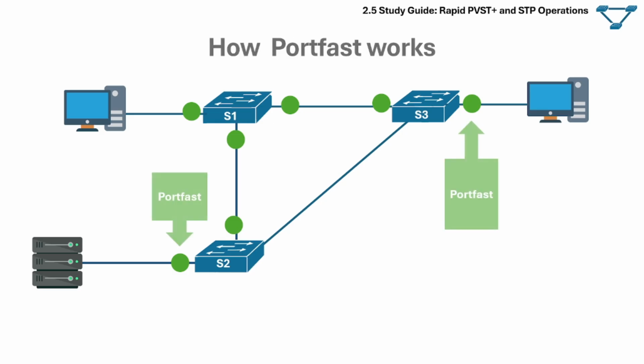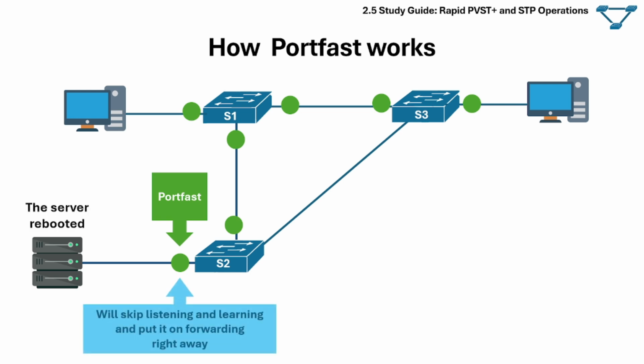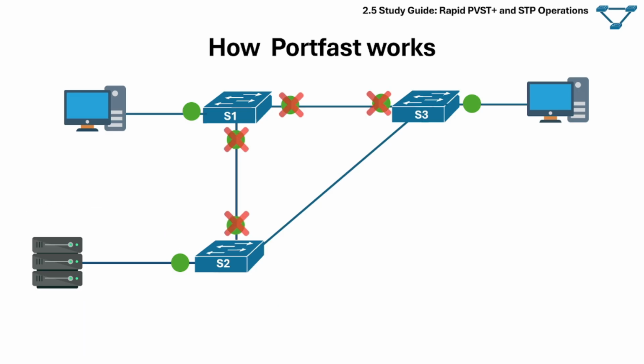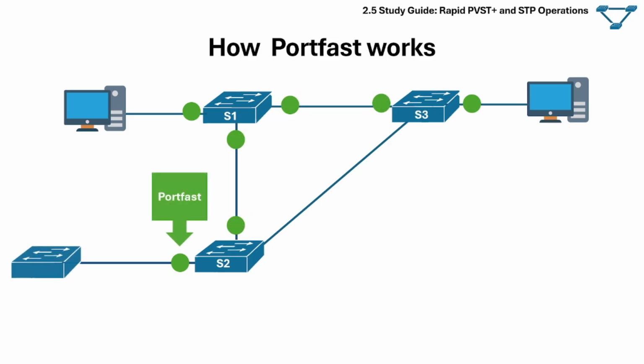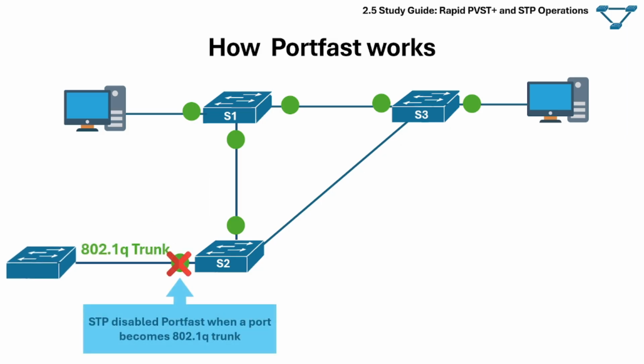PortFast is configured per port. When the port becomes up, STP puts it into a forwarding state right away, skipping the listening and learning states. It should not be enabled on ports connected to other switches. This can create loops. But what if someone connects a switch to a PortFast interface? PortFast only works on access ports. If an interface becomes an 802.1q trunk, the feature is automatically disabled.